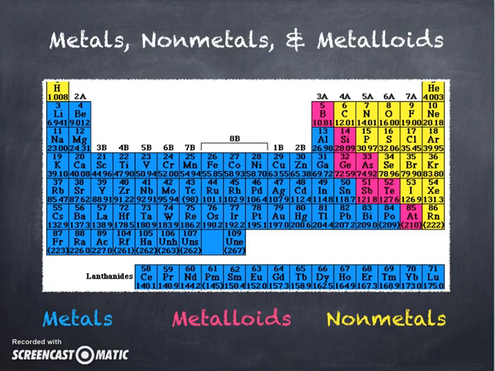But the blue, which are all of the elements on the left except hydrogen, are all metals. The yellow, all on the right except for hydrogen, are all nonmetals. And then the pinks in the middle on the zigzag line are metalloids.